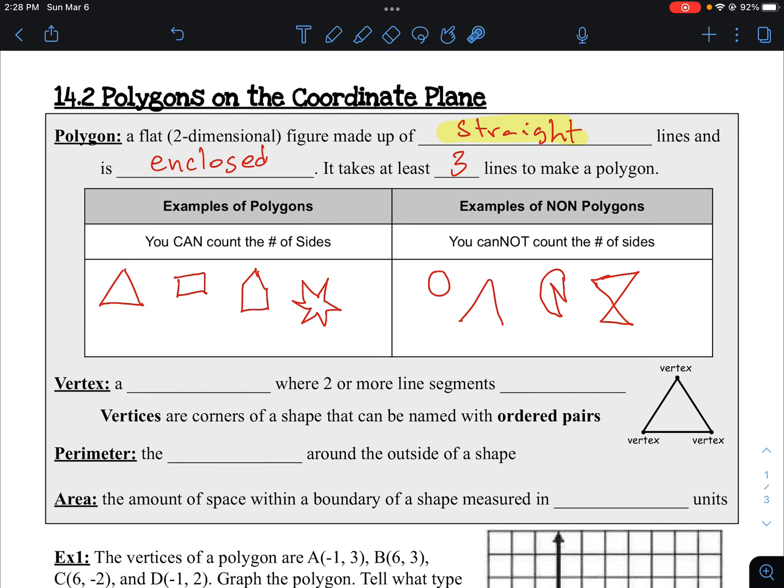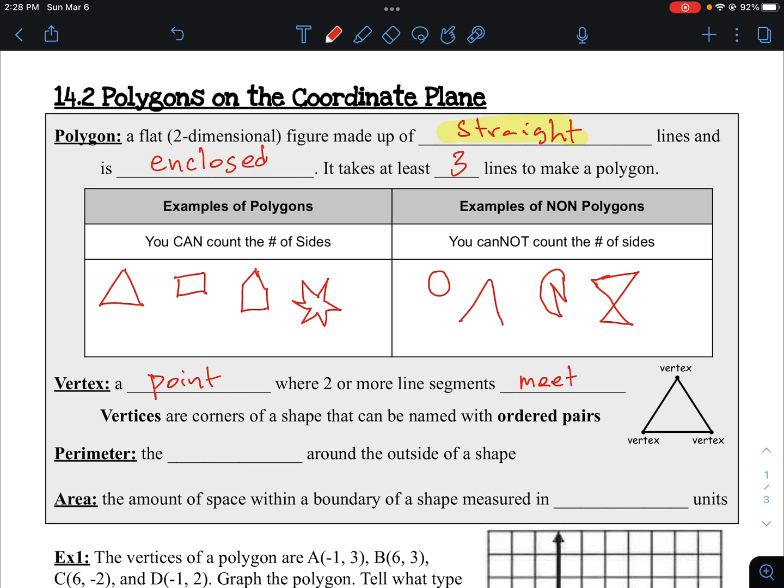All right, what is a vertex? It is a point where 2 or more line segments meet or converge. Vertices are corners of a shape that can be named with ordered pairs. So for example, here I have a polygon. A vertex is that, that, and that. So a lot of people say, oh, it's just the corners. Yeah, pretty much. It's where the 2 lines meet to make a corner.